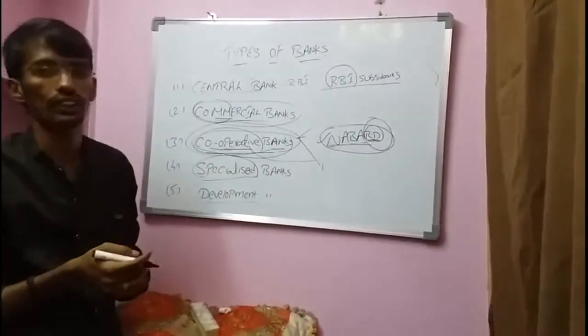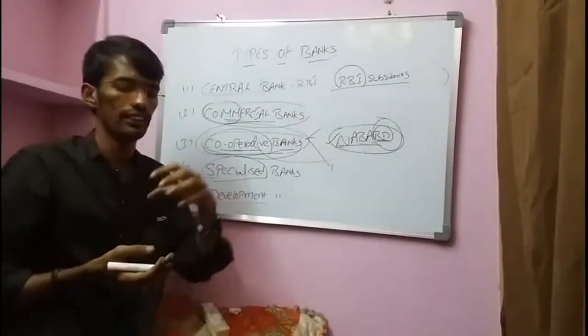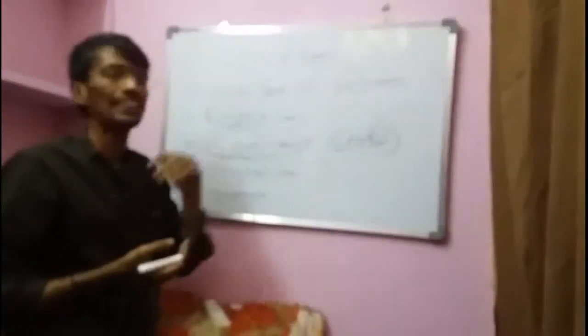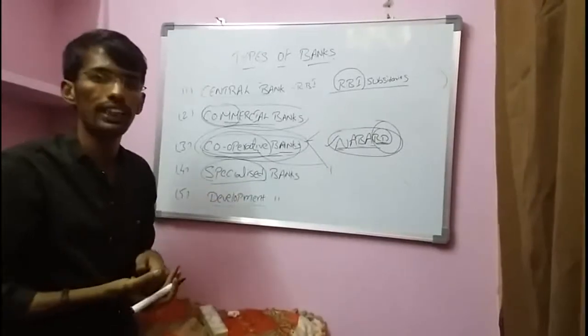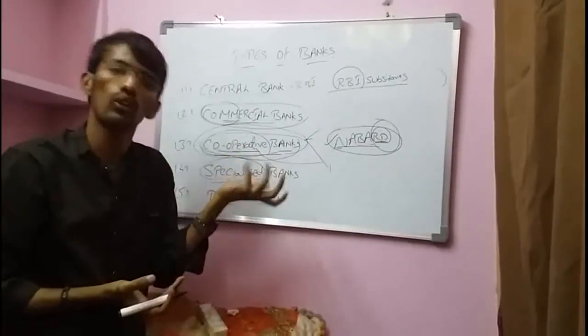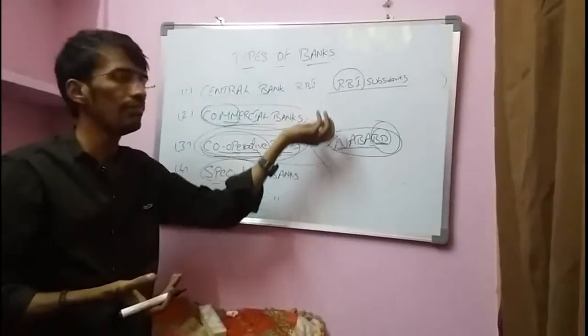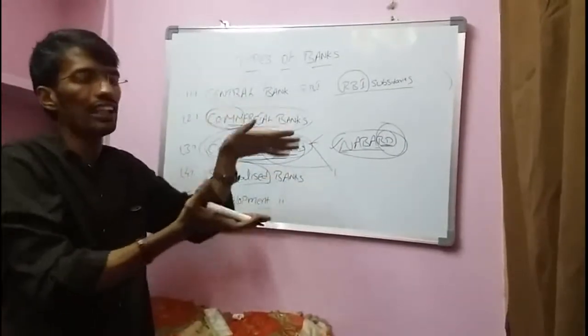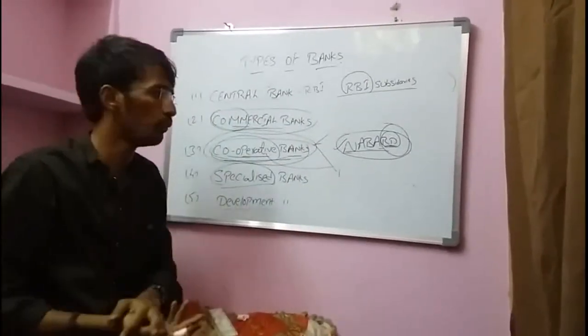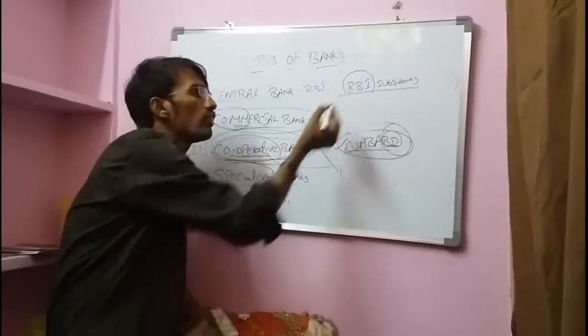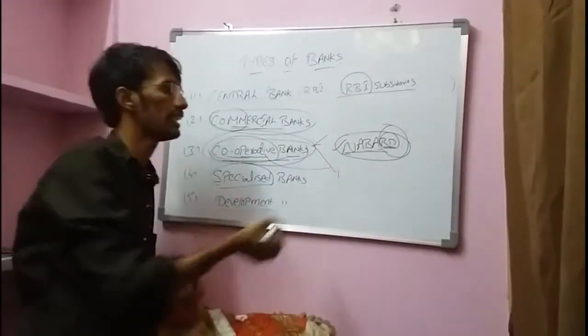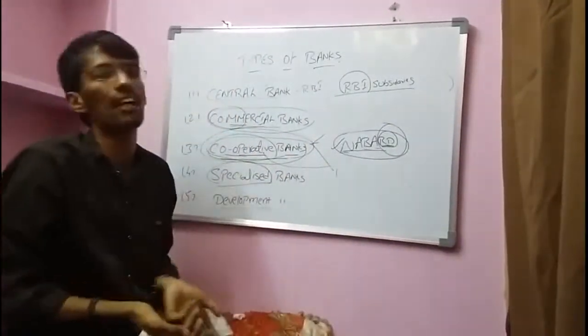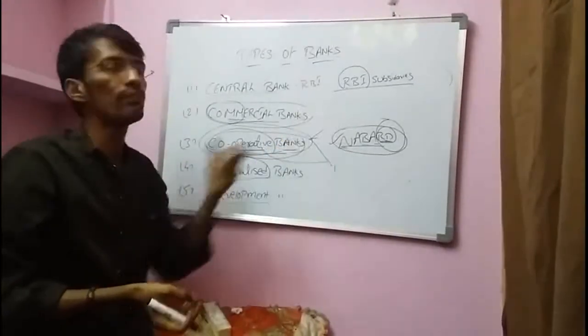It is very important. Let's take a company: a manager will be there, and some subordinates will be there. Can the manager do all the work? No, he cannot manage. Similarly, he will assign some work to some people. Here also, RBI cannot manage all the things. That's why RBI established some subsidiaries.